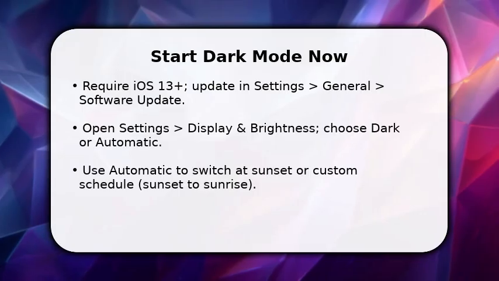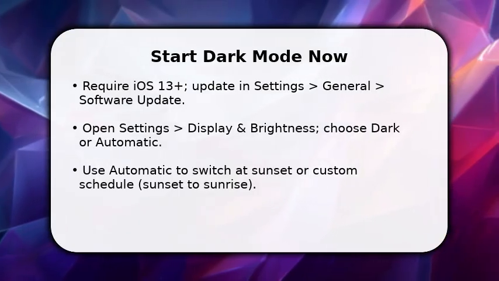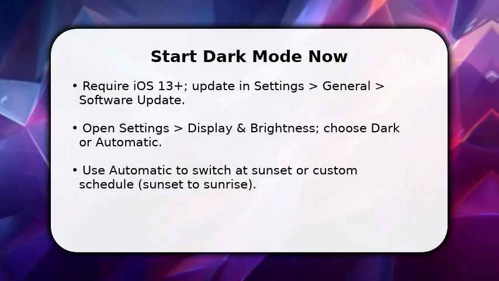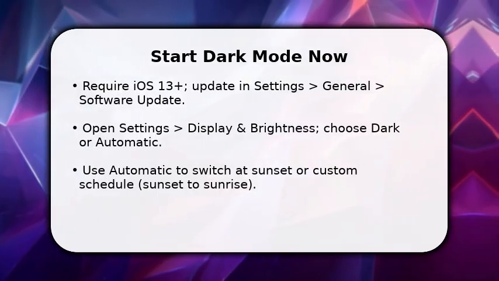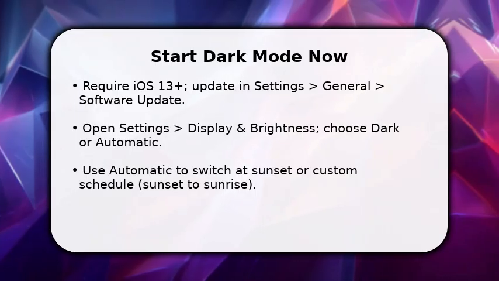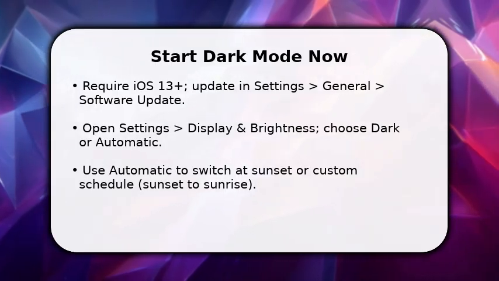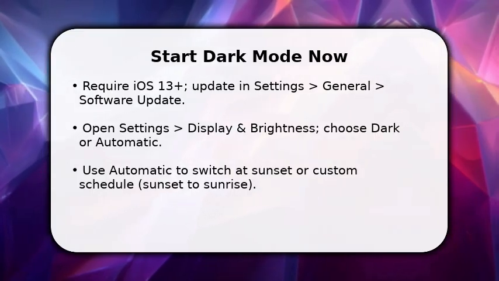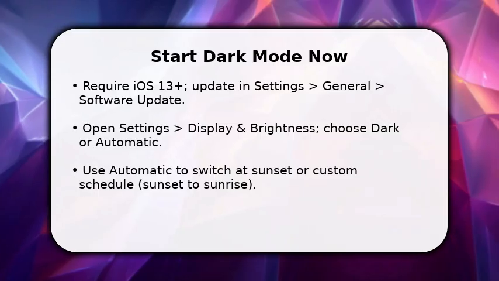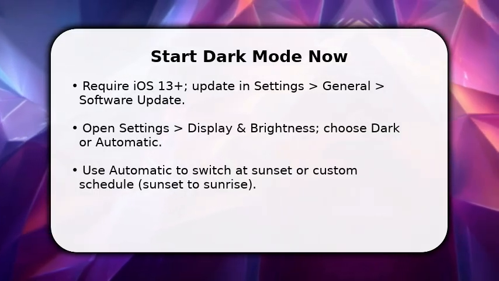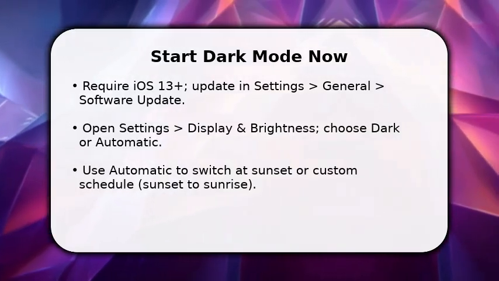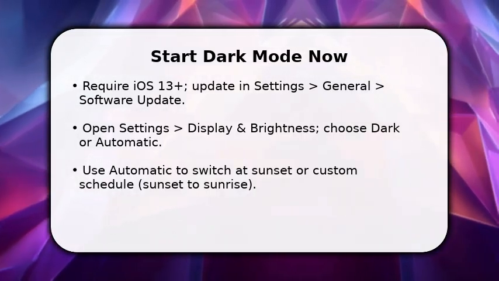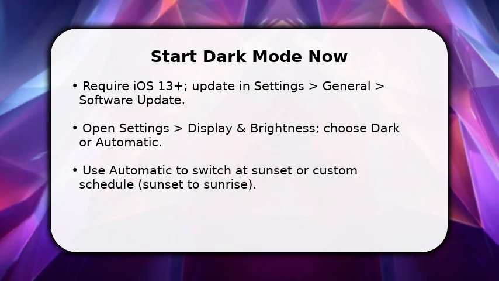You'll start by confirming your iPhone runs iOS 13 or later, because dark mode is built into the system. Update if needed. Once done, open Settings and go to Display and Brightness, then select Dark to apply system-wide dark appearance immediately. If you prefer hands-off switching, tap Automatic and choose Sunset to Sunrise, or set a custom schedule so your phone flips appearance on its own. This gives consistent system theming and reduces bright white exposure.